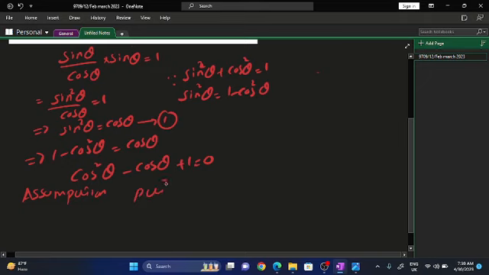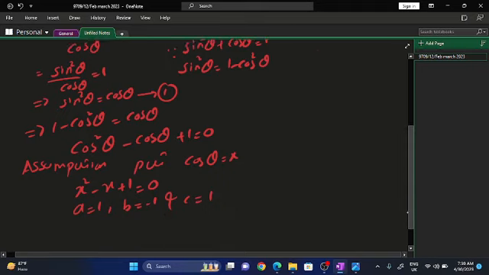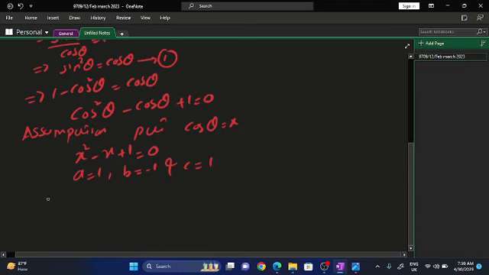Put cos of theta equals x. Whenever I put cos of theta equals x, my equation reduces to x square minus x plus 1 equals 0. Now I have to apply the quadratic formula here because the factorization method is not possible. For the quadratic formula, my a value is 1, my b value is minus 1, and c value is also positive 1.